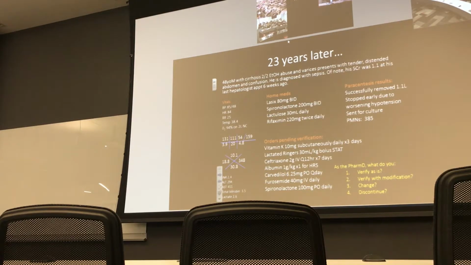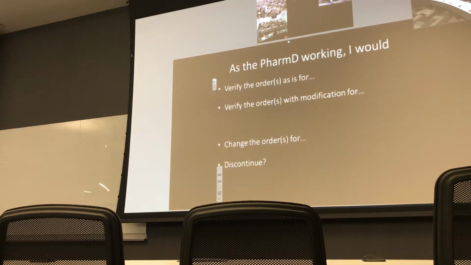Okay, so group 4. Which order would you verify as is? I kind of give it away as to how many things are in each section, but... 1. That's my guess. I don't know if that's right. The ceftriaxone, right? Yeah, because he's bleeding and he has an infection. Okay. Spironolactone, the furosemide, and the Rocephin, we would continue that as is.